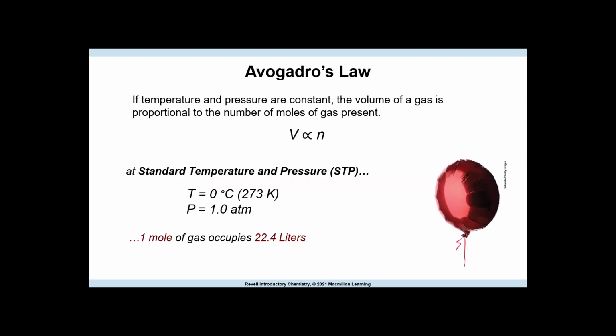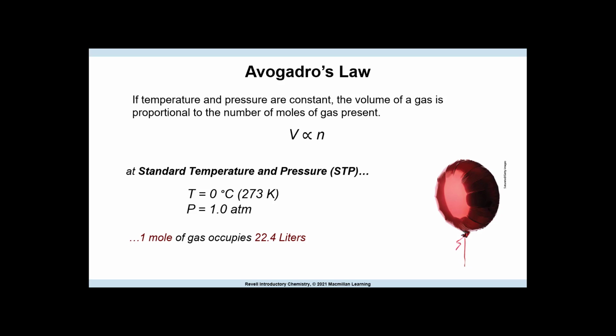So Avogadro's law. Not just now, we learned Avogadro's number. Now we're going to look at Avogadro's law. It states that if pressure and temperature are constant, the volume of a gas is proportional to the number of moles of gas present. The more gas is present, the larger the volume it occupies.